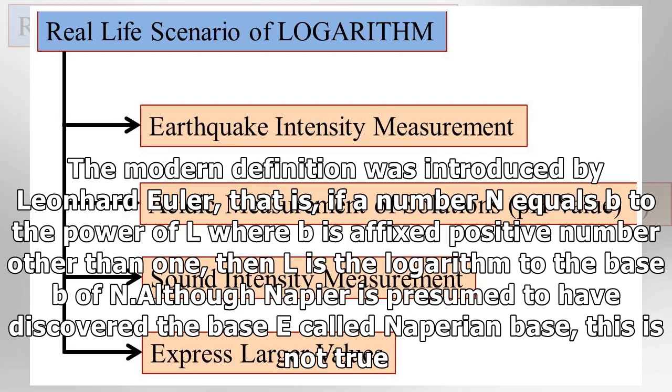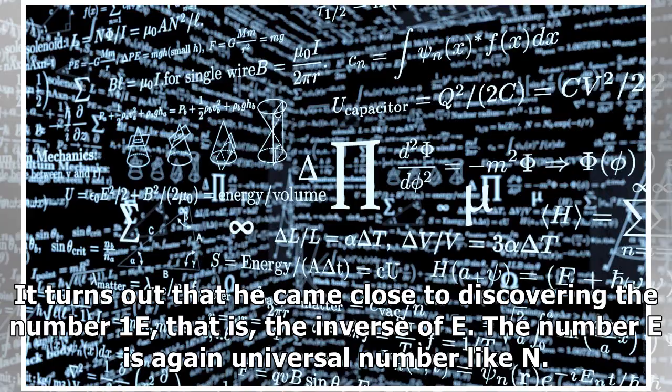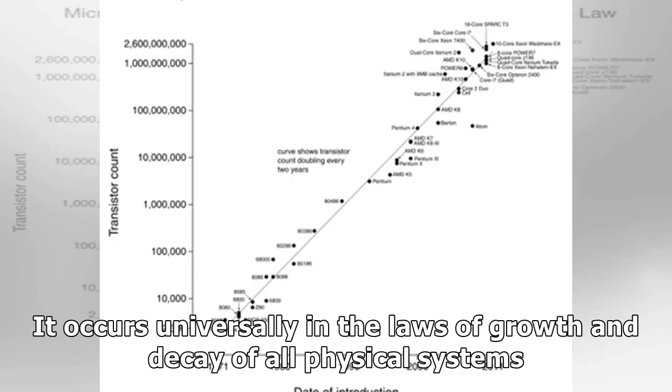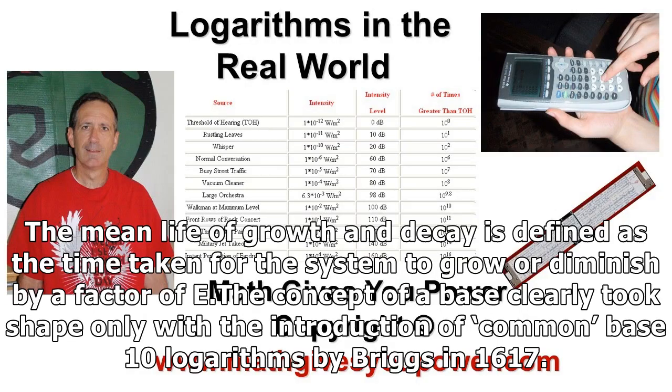Although Napier is presumed to have discovered the base he called Napierian base, this is not true. It turns out that he came close to discovering the number 1/e, that is, the inverse of e. The number e is again a universal number like pi. It occurs universally in the laws of growth and decay of all physical systems. The mean life of growth and decay is defined as the time taken for the system to grow or diminish by a factor of e.